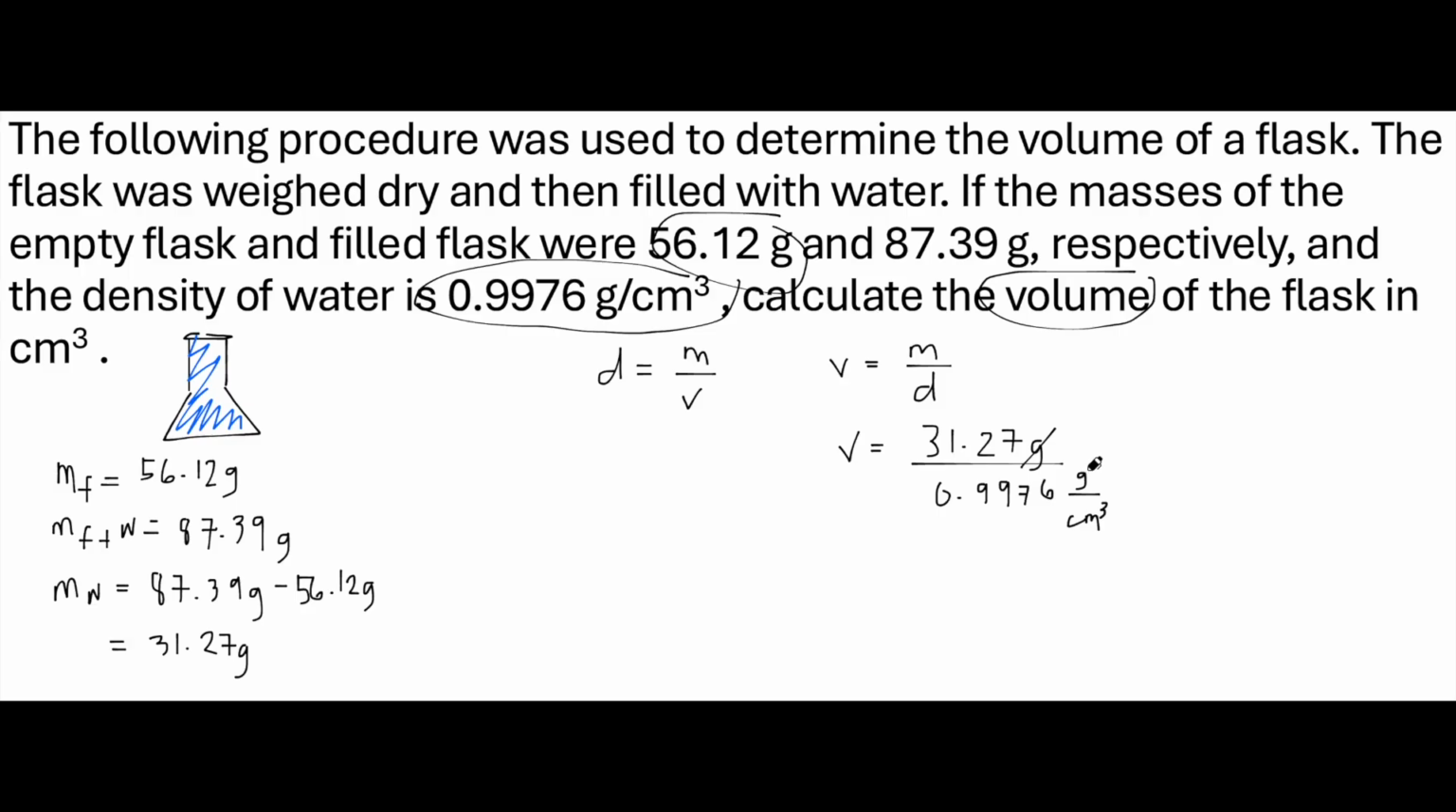As you can see, the grams here will cancel out, so your unit is cubic centimeters. And if you solve this in your calculator, you will get approximately 31.35 cubic centimeters. So the volume of the water in the flask, which is also equal to the volume of the flask, because remember, the entire flask was filled with water, therefore the volume of the water is also equal to the volume of the flask, that is 31.35 cubic centimeters. So that is the answer to the problem.